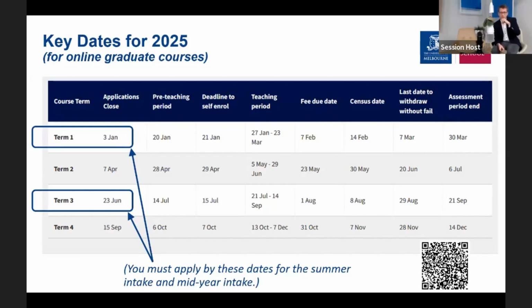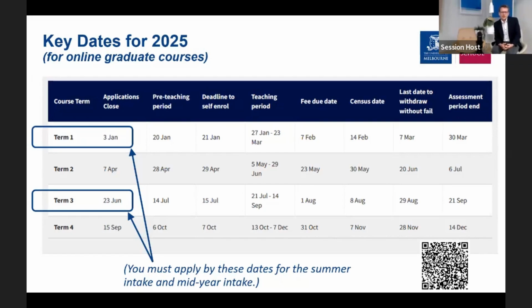If we look at term 1, for example, we have applications closing for that on the 3rd of January, but we have a pre-teaching period where you get to start getting familiar with some of the subject's material that lasts for about a week. And then you have the teaching period from the 27th of January to the 23rd of March. And then you have your exam period after that. So this is term 1, and then you enter term 2 and terms 3 and 4 and so on.